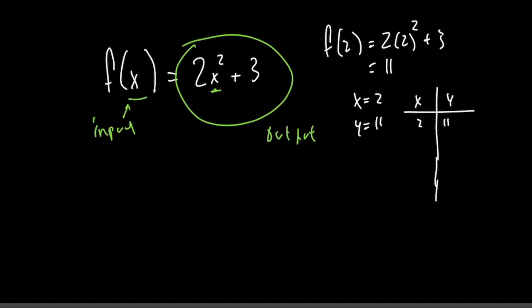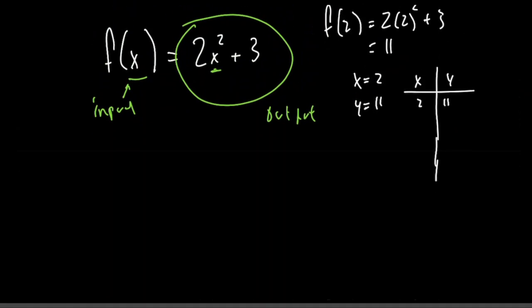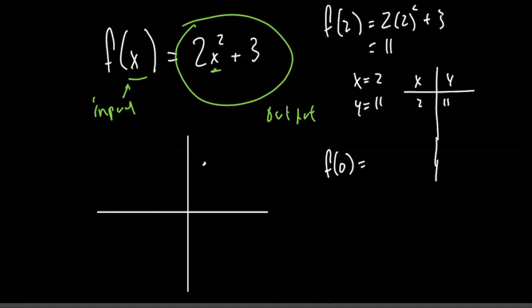Those are kind of the basics. But once we have this, we can also start graphing. So let's say we have the coordinate plane here. We'll go to 2, 11, roughly here. And we can continue to add inputs. Let's say we want to find f of 0. It would be 2 times 0 squared plus 3. 0 squared is just 0, multiplied by 2 is 0, plus 3. So when x is equal to 0, y equals 3, and that would be right here.